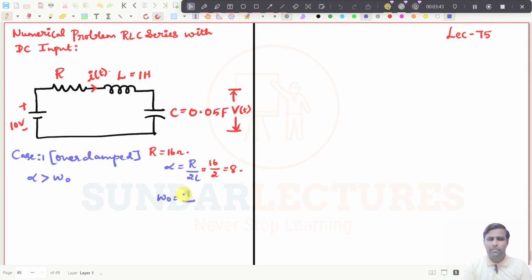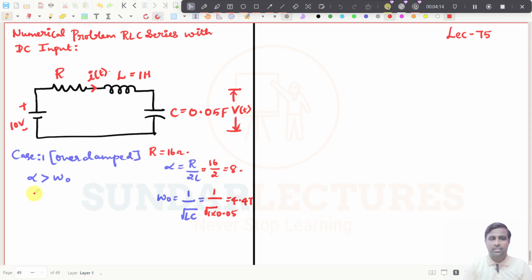This omega naught will be the same, because what is omega naught? It will be 1 by root over LC, and if we substitute, 1 divided by root over 1 into 0.05, I will always get this value. I will always get this as 4.47, right? This omega naught will be the same because I am not going to change L and C. I am going to change R to differentiate the different cases, right?